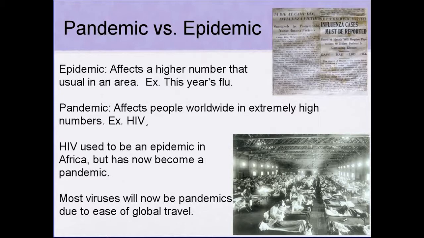And a good example of this is HIV. HIV used to be an epidemic in Africa, so it was limited to Africa. And they believe that it mutated from a monkey. And in Africa, a lot of times people might eat the brains of monkeys kind of as ritualistic. But now, because of global travel, and the ease of global travel and people going to places that they have never gone before, HIV has now become a pandemic, and it is affecting people worldwide.